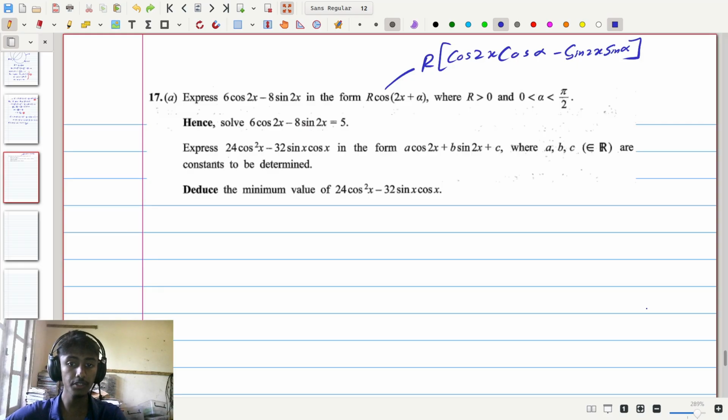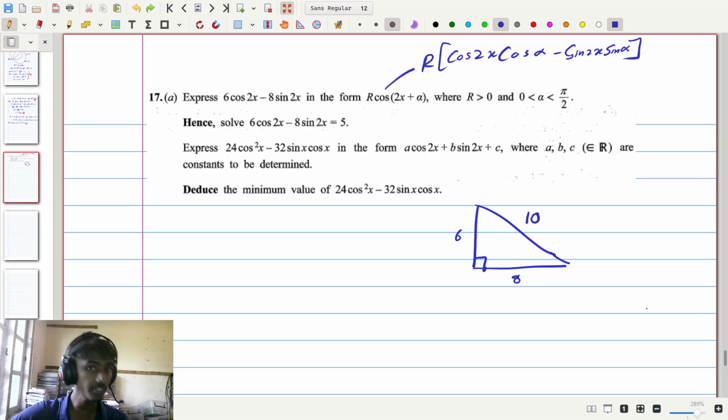So if we draw a right-angled triangle here, and take the ratio of these two sides to be 8 to 6, then the hypotenuse here would have a length of 10. This is because the hypotenuse is the square root of 6 squared plus 8 squared. 6 squared is 36, 8 squared is 64, adding 36 and 64 gives us 100, and the square root of 100 is 10. So therefore we have this.